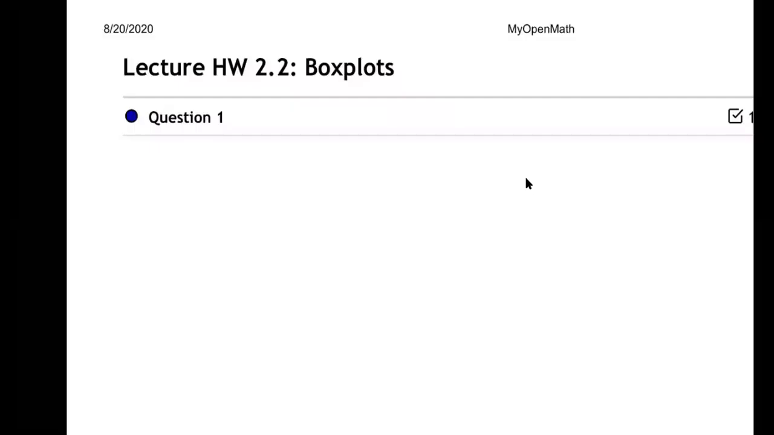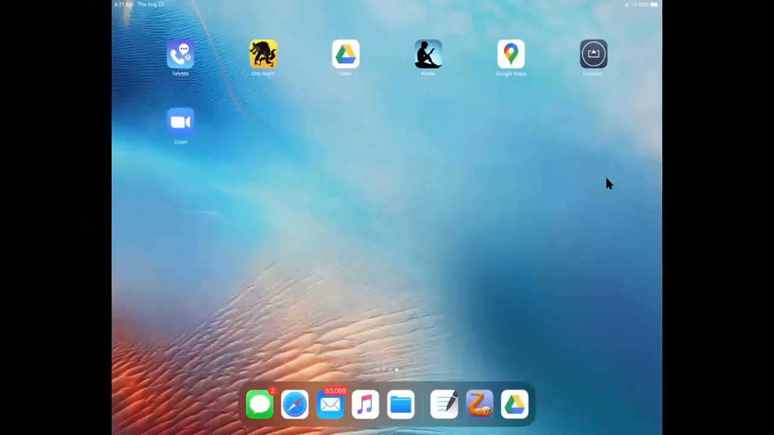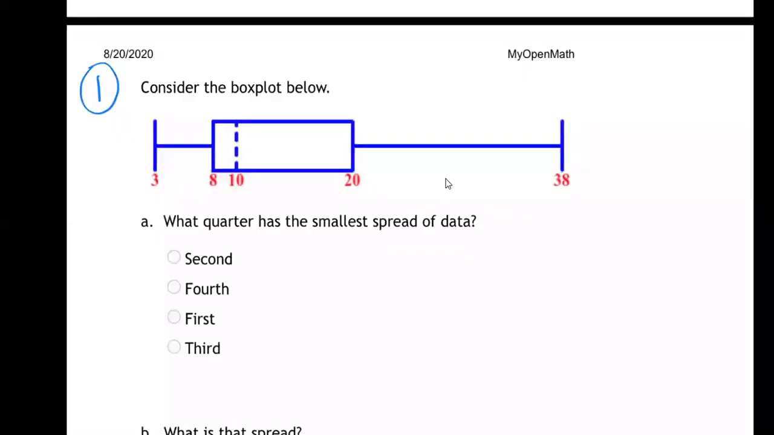Okay, so here we go. So we're looking at lecture homework 2.2, box plots. And let's take a look at what goes on with the box plot. So here's question number 1. There is a box plot for us. There is our box plot.